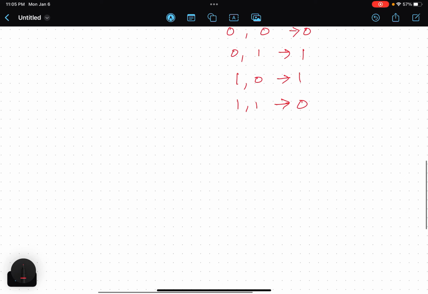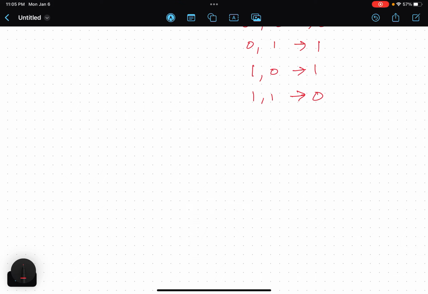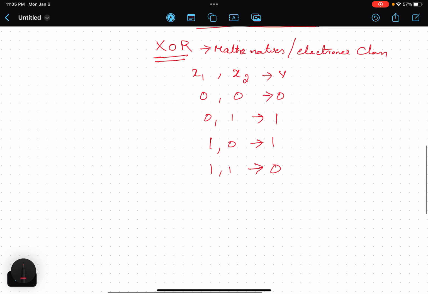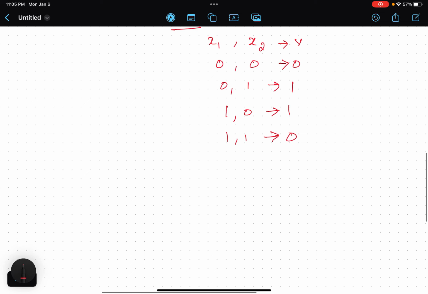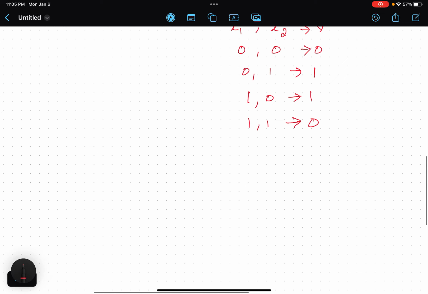So let's see how a multi-layer perceptron works on this one. A single layer perceptron cannot solve this XOR gate problem because it is non-linear in nature. So we definitely need more than one perceptron to solve this problem. So that's why we want to look into the MLP.